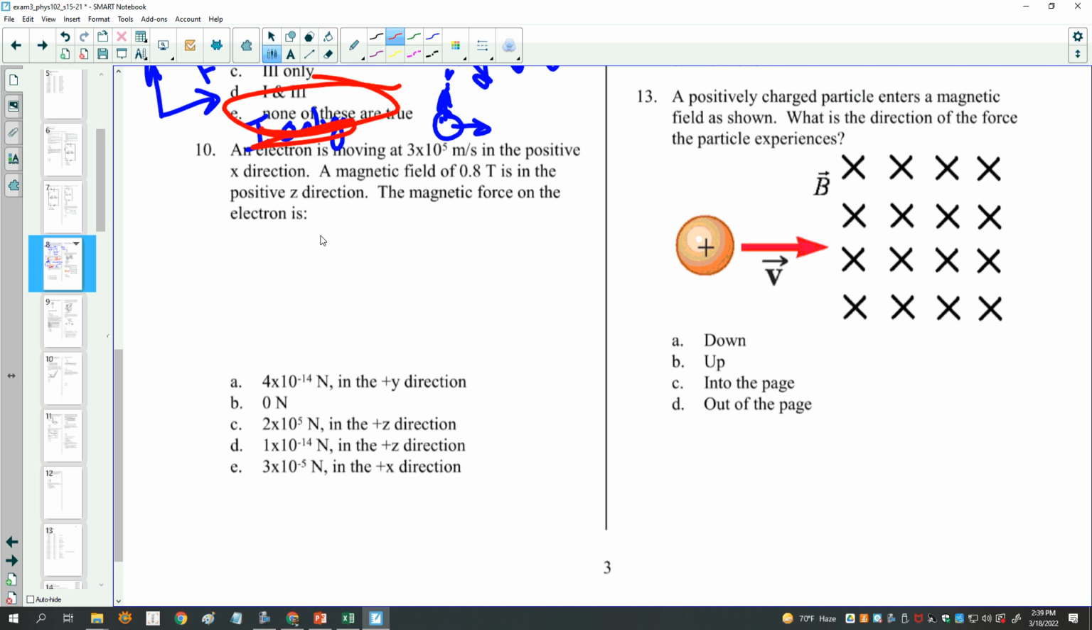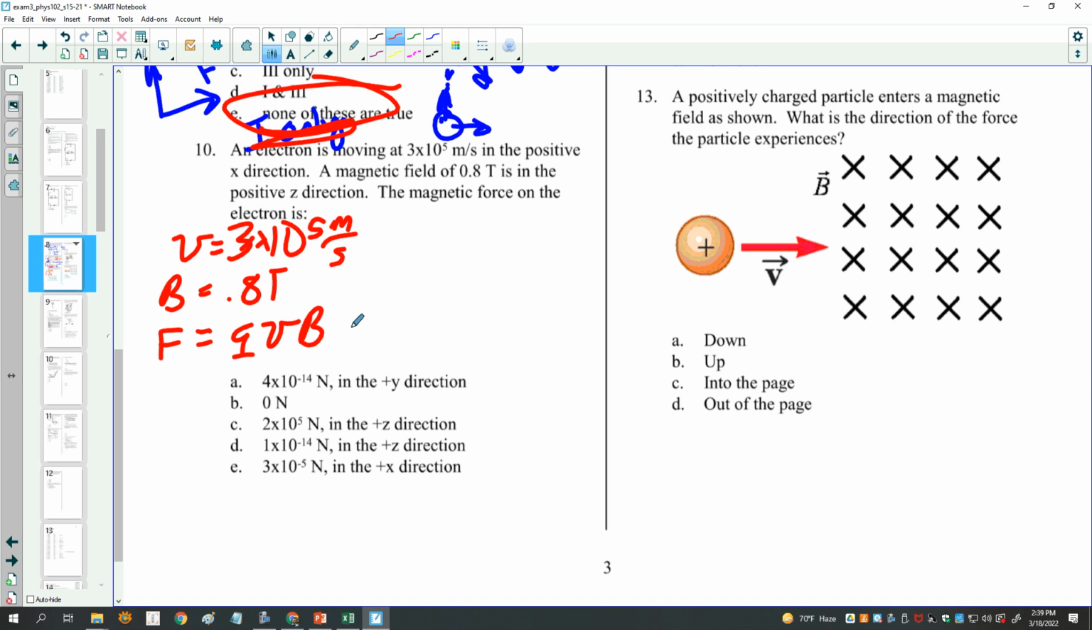Be able to calculate this. So here I have a velocity equal to 3 times 10 to the fifth meters per second. The magnetic field is equal to 0.8 Tesla, and the magnetic force is what? Well, it's going to be QVB. These are all orthogonal, so I'm just going to leave off the sine theta. This is an electron, so it's 1.6 times 10 to the minus 19 times V, which is 3 times 10 to the fifth, times B, which is 0.8.